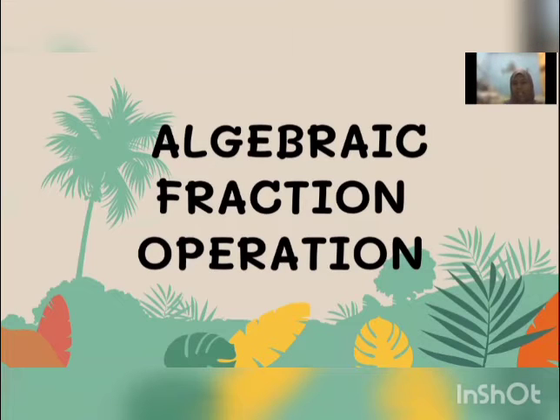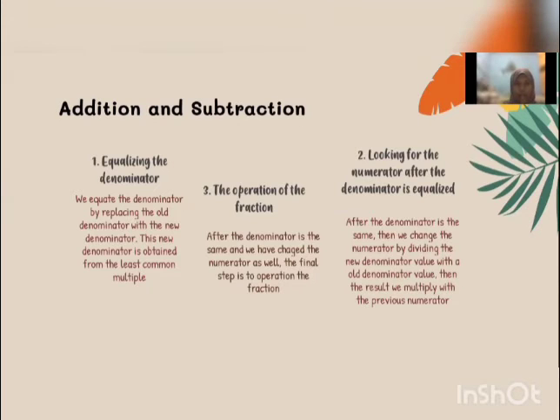Algebraic fraction operation. Number 1, addition and subtraction. The first, equalizing the denominator. We equate the denominator by replacing the old denominator with the new denominator. This new denominator is obtained from the least common multiple.